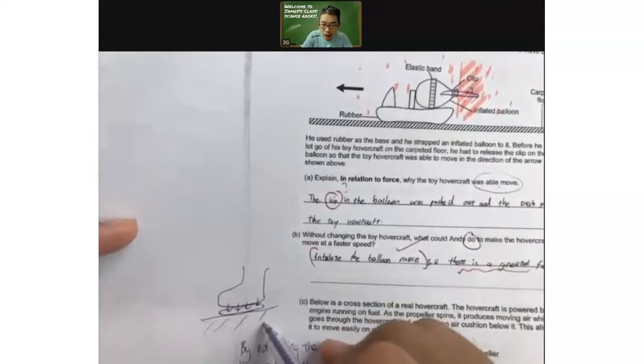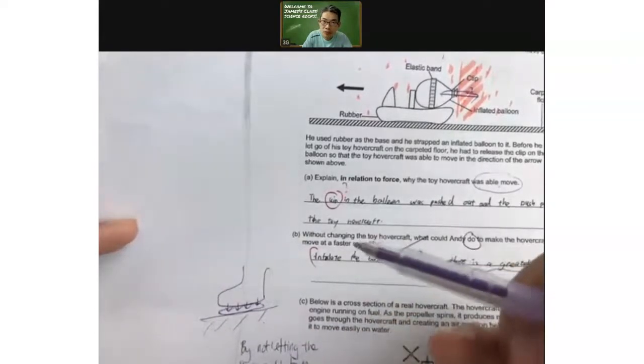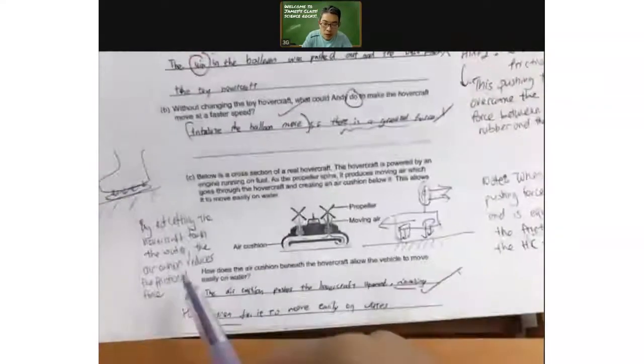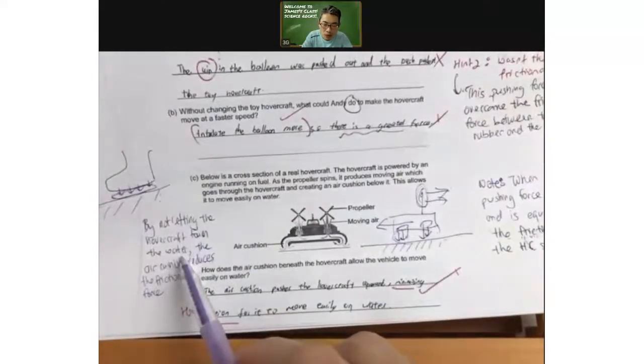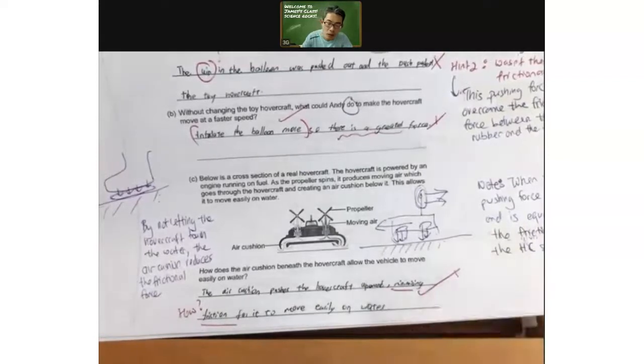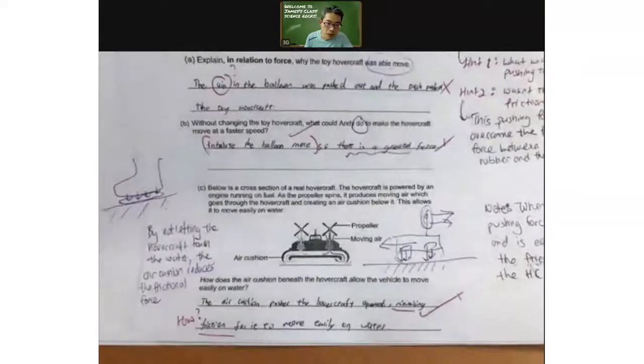you're touching the air, not touching the ground, of course there will be less frictional force between the sole of your shoe and the ground because they're not even touching each other. So by not letting the hovercraft touch water, the air cushion reduces the frictional force between these two surfaces. That's how the air cushion helps. Let's go to the next question.